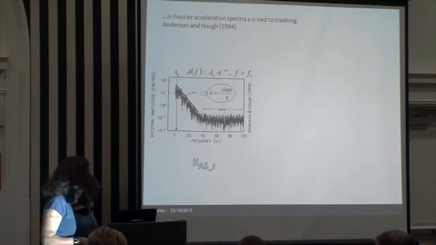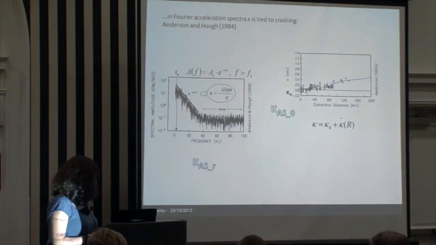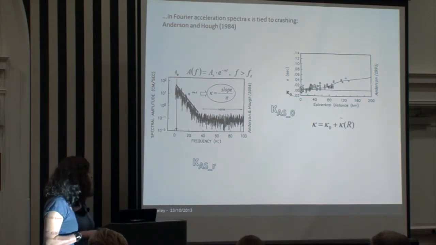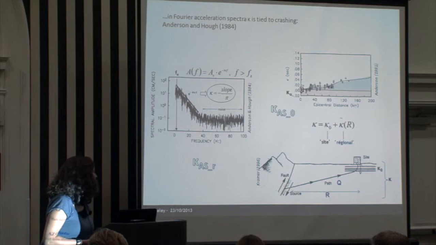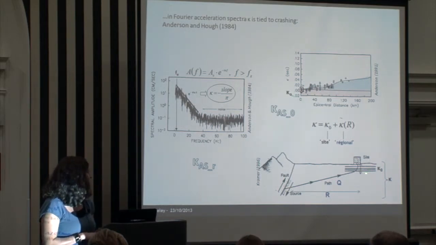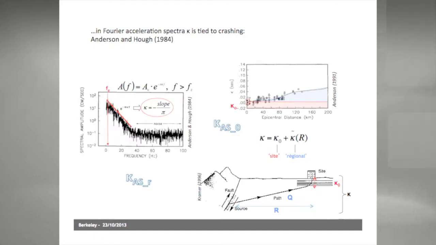We want to do that on lots of records at different distances in order to get to the zero distance kappa, which is what we're after right now. That's because the zero distance kappa, or kappa naught, is what characterizes your site. Mainly we're just trying to clean it up from all the path effects, so from the Q effect there.